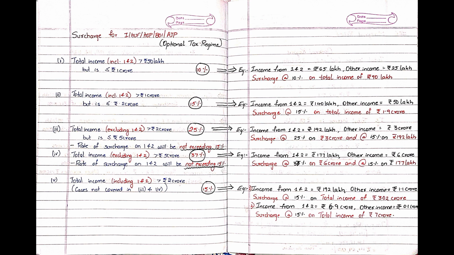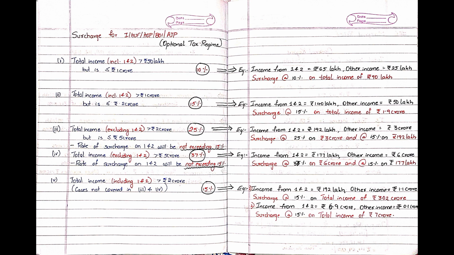If we aggregate, the total income would be rupees 90 lakh, which is exceeding 50 lakh but is less than rupees 1 crore. In such a case, surcharge will be levied on total income of rupees 90 lakh at the rate of 10%. Now, the total income including 1 and 2 is exceeding rupees 1 crore, but it is less than or equal to rupees 2 crores. In such a case, the surcharge will be 15%. And let us see the example.